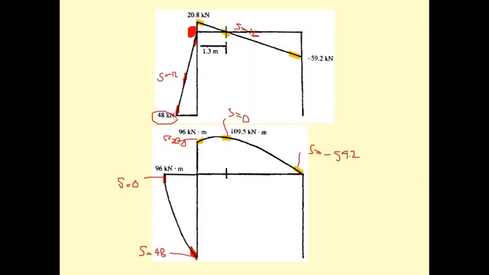And that is your conclusion of the shear diagram and moment diagram. You get the maximum moment of 109.5 on the beam, and the maximum shear of 48 kilonewton for the column there. That is the end of our first example on the drawing of shear and moment diagrams of the frame.